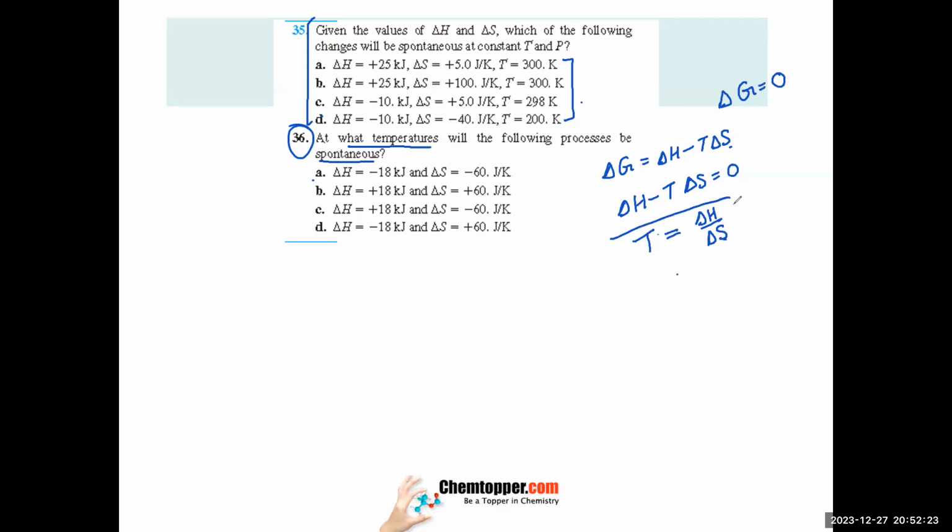Let's calculate temperature in every case. A part. Delta H is minus 18 kilojoules. Delta S is minus 60 joules. So I have to convert that into kilojoules. So it will become minus 0.060 kilojoules. This minus and minus cancel. What's the answer, children?